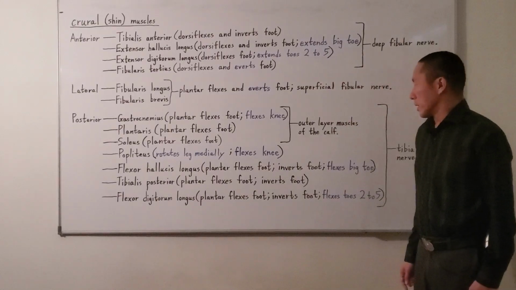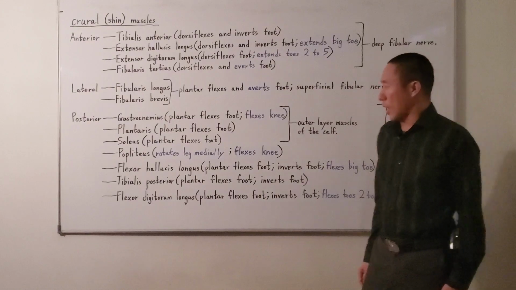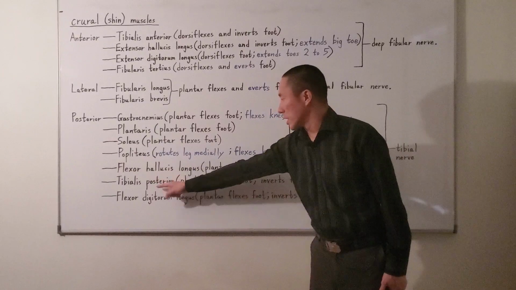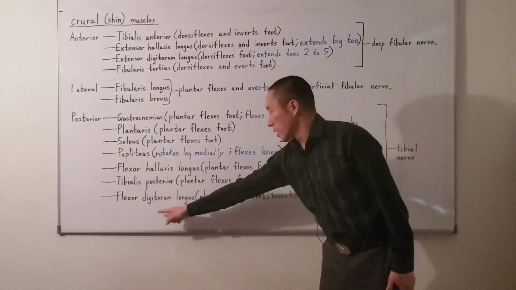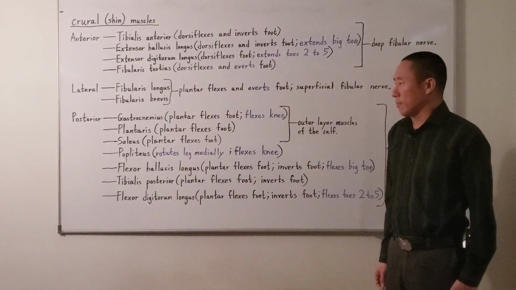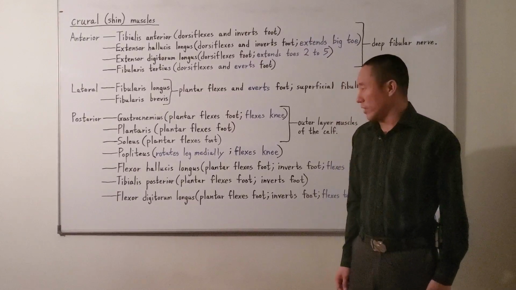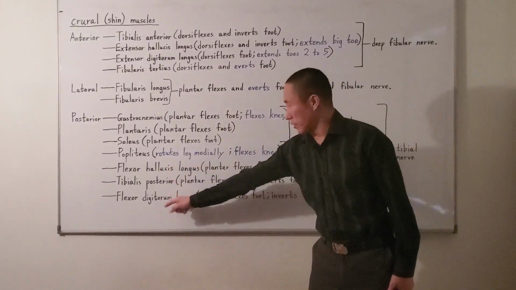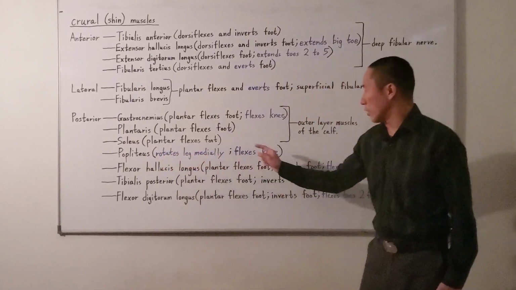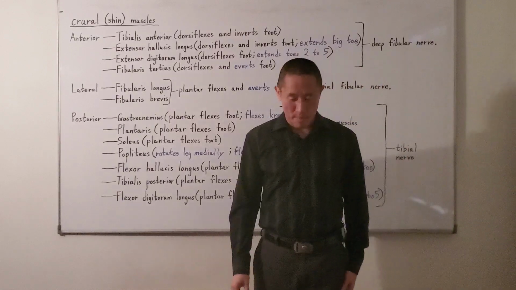Now, as far as the deeper muscles of the calf region, you have the popliteus, the flexor hallucis longus, the tibialis posterior, and the flexor digitorum longus. And notice that the popliteus muscle has actions very different from the rest of these muscles. You can see that the popliteus muscle actually rotates the leg medially and flexes the knee. So what do we mean by that?